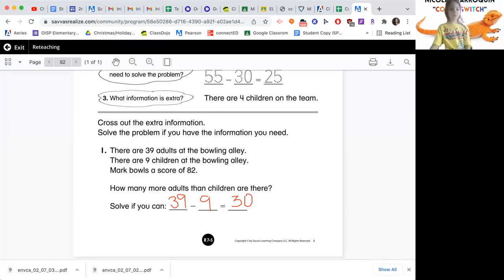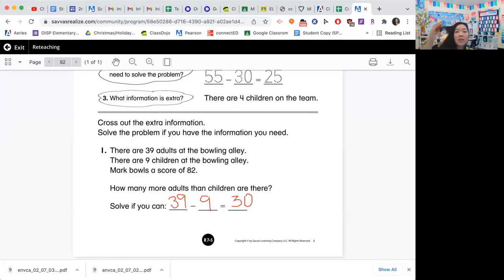Now, is there any extra information? Can anyone tell me if there's any extra information? Is there any information that we didn't need to know? Yes. What is it? That Mark bowls a score of 82. Very good. That's awesome, but we did not need to know that in order to solve this problem. So you can go ahead and cross out that third sentence.